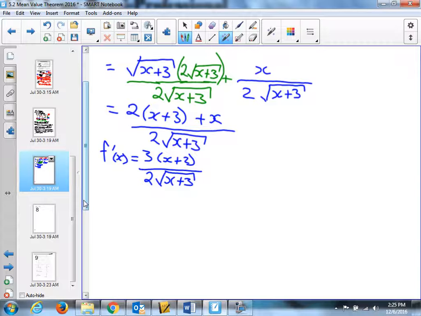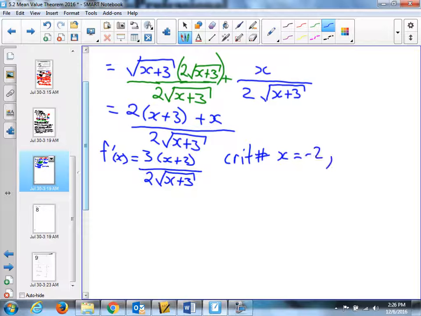Setting the numerator or the denominator equal to 0, because the denominator is where it's undefined. We've got two critical numbers here, right? Critical number from the top, negative 2. And the bottom. You can't divide by 0, so you can't have negative 3. Those are the two critical numbers.